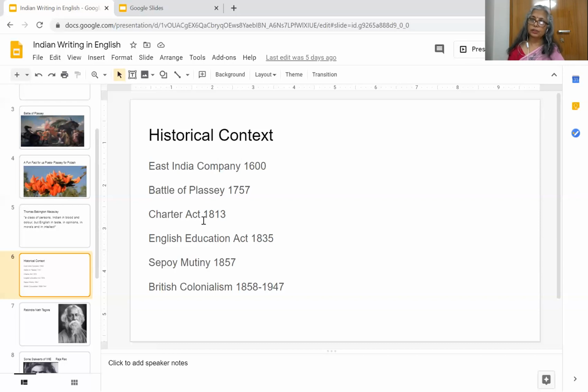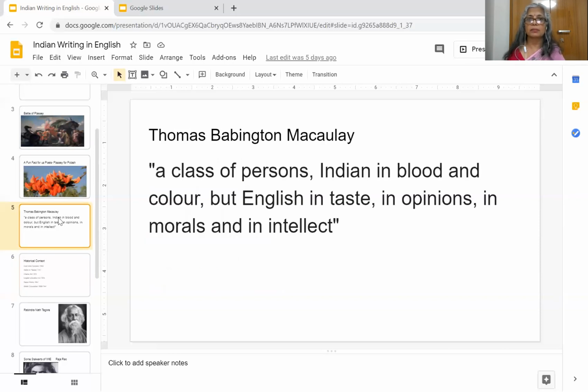books, the English books, books of literature, books of language, books of science, etc. So the world opened up. So it set the path, set the trend for English education in India. Then we come to a very important act, which was the English Education Act 1835, and we come to the famous words of Thomas Babington Macaulay, the minutes of Macaulay.